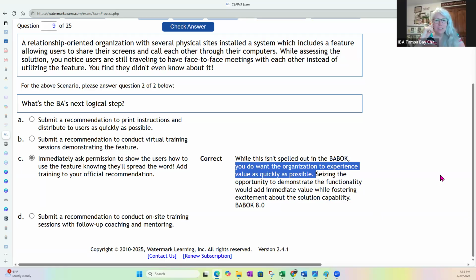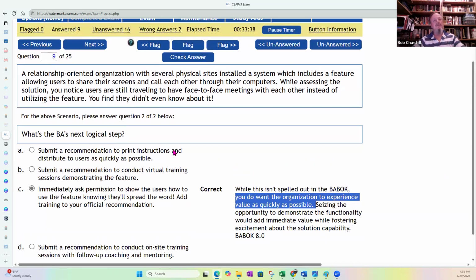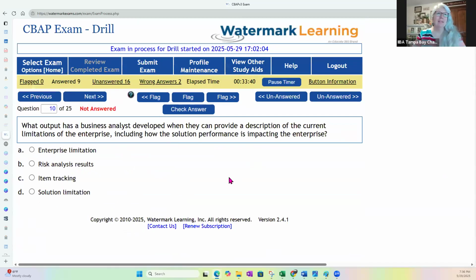One of the things that BABOK does say is we want to add value as quickly as possible. It also says we want to reduce complexity if possible. We want to improve communication when possible. So these are just baselines through the entire book. Sometimes you just have to go with your gut. I mean, do the best you can.